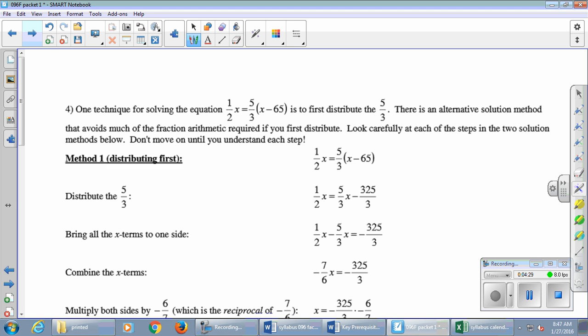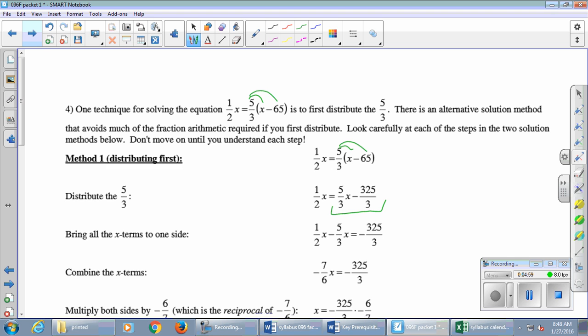Couple of choices. First way is maybe the natural way. Second way is a lot easier, so I'm hoping to convince you to try the second way if you have a chance. But the first thing to maybe try is to, what's it called when you take that 5/3 and multiply by everybody in the parentheses? Distribute. So that's the first thing that a lot of people think, and that's totally fine to do. So we're going to distribute that 5/3 into the parentheses, multiply it by the x and by the 65. So that gets us to here, 5/3 x minus 325 over 3.